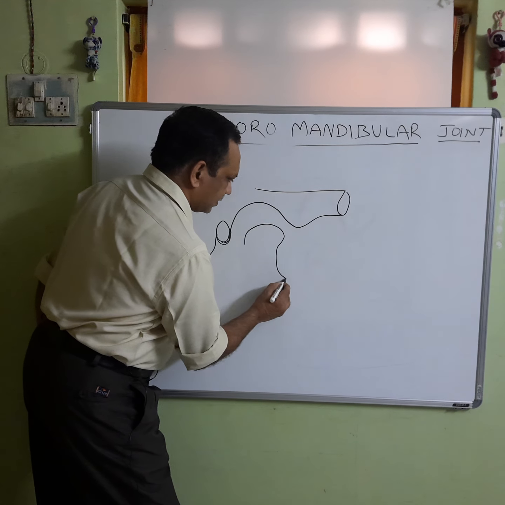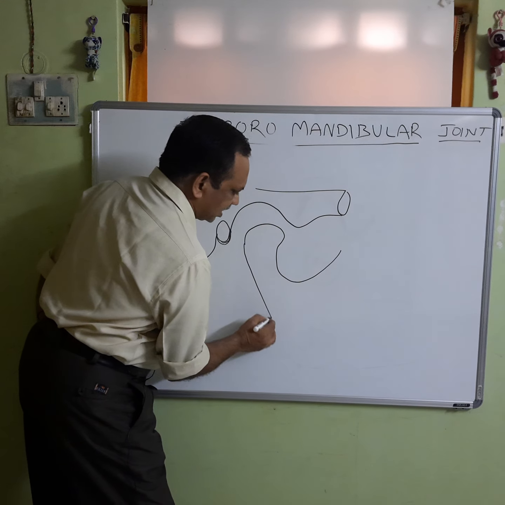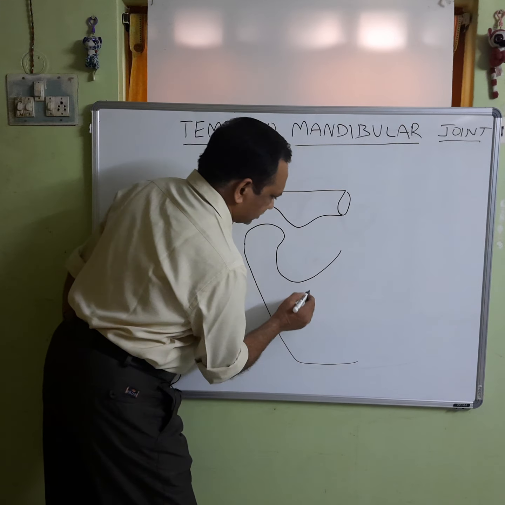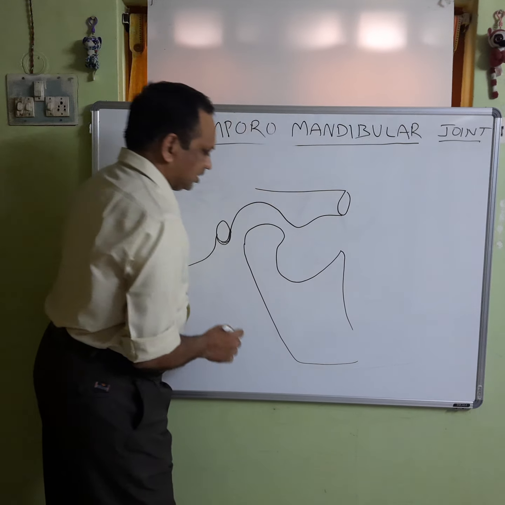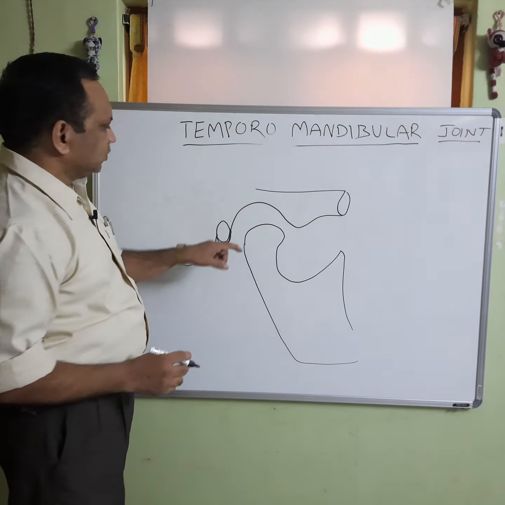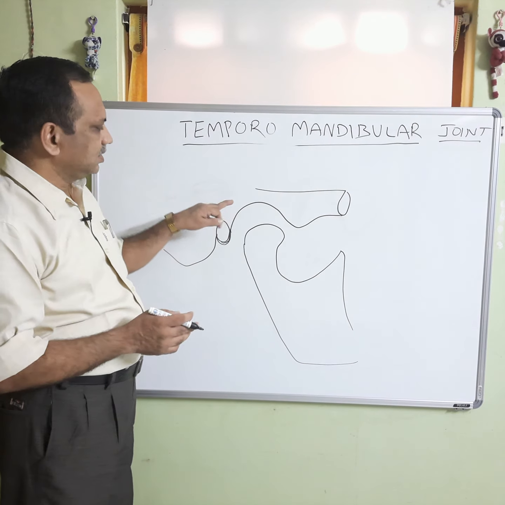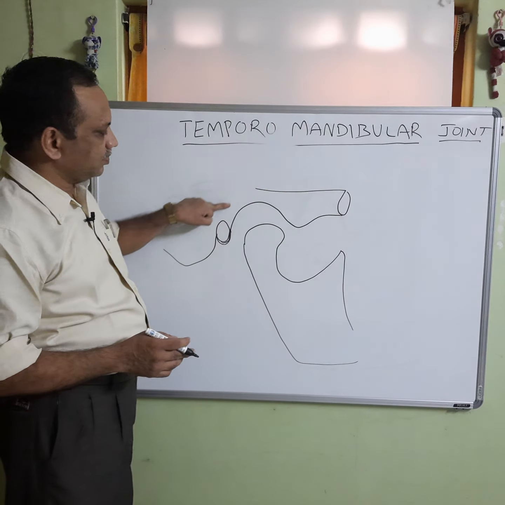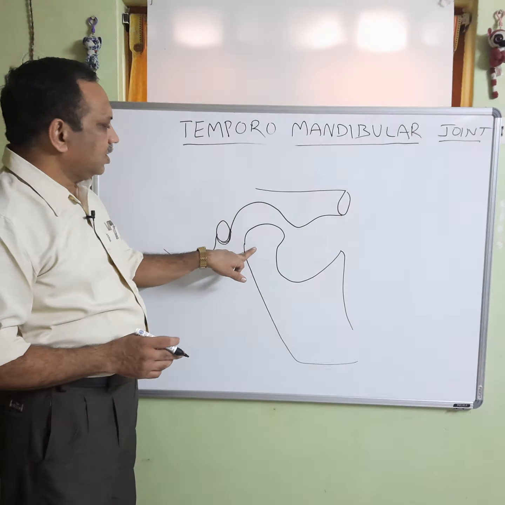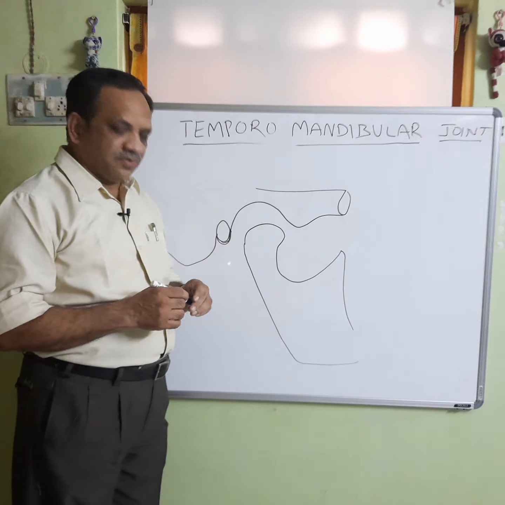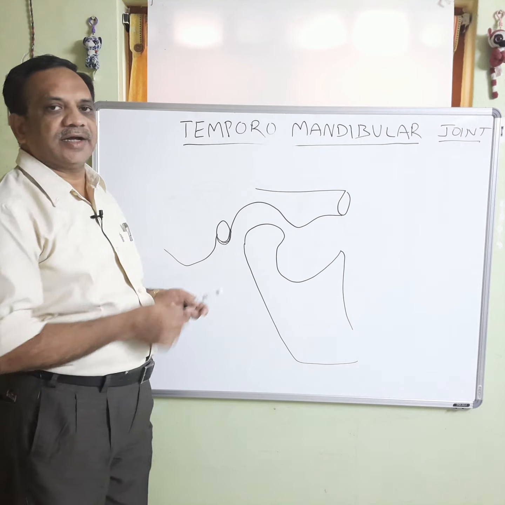This is the coronoid process, neck of the ramus, now the ramus like this. So, the mandible is like this. So, now the bones forming the joint are the temporal bone and the condyle of the mandible. Now, we will see what are the ligaments present in this joint.